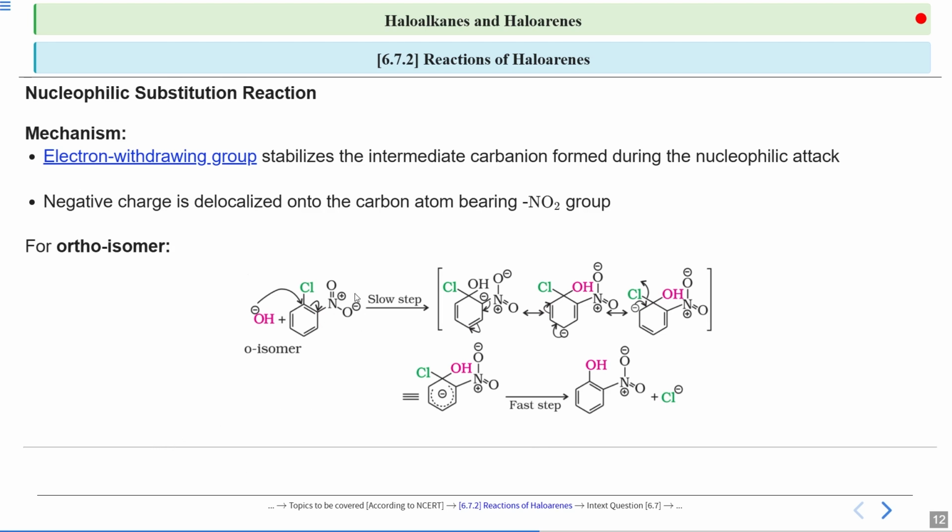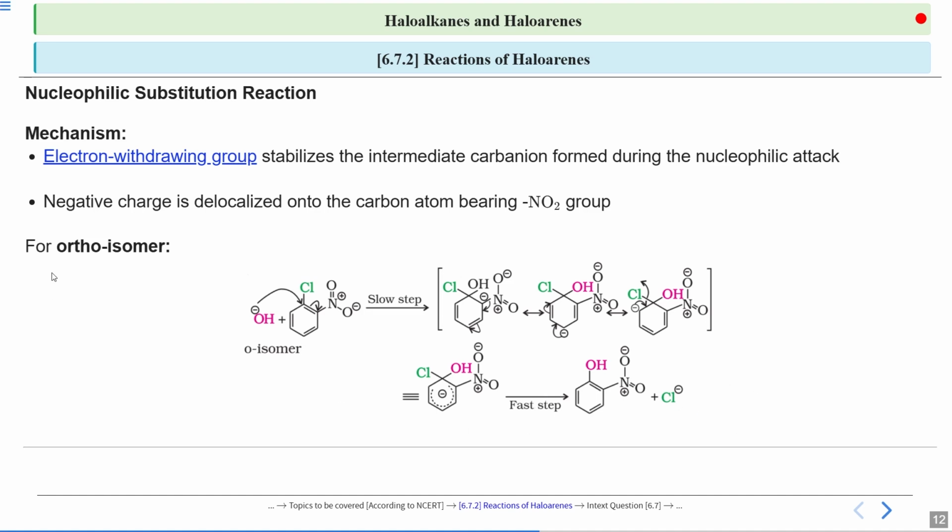The electron withdrawing group, that is NO2, is stabilizing the intermediate carbanion, which is forming by the shifting of double bond electrons, right? So this electron withdrawing group is stabilizing the intermediate carbanion formed during the nucleophile attack, due to which the negative charge is delocalizing onto the carbon atom that is bearing the NO2 group, and you will get your product. This is a fast step. Without any disruption you are getting your final product, after the removal of chloride ion.